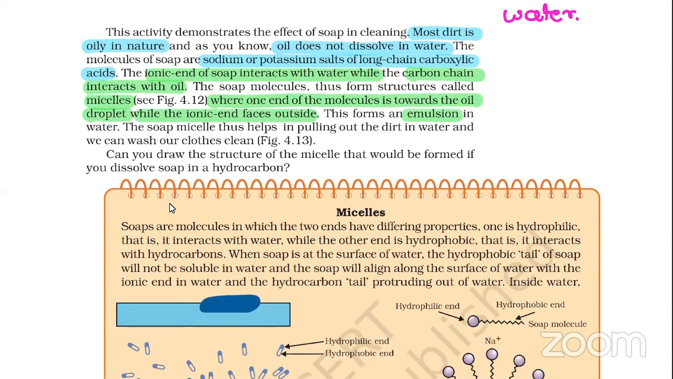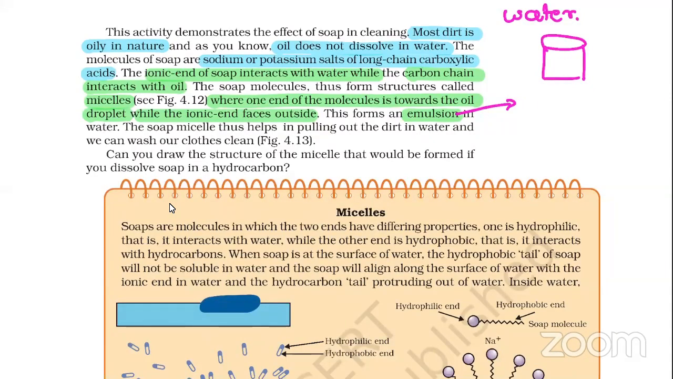So what is an emulsion? An emulsion is a stage between a true solution and a suspension. So what is a suspension? You might have seen that if you put some soil in water, the whole water will become cloudy. This is a kind of suspension because all the particles will not settle down.